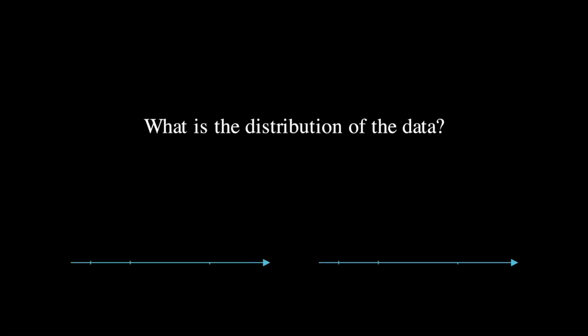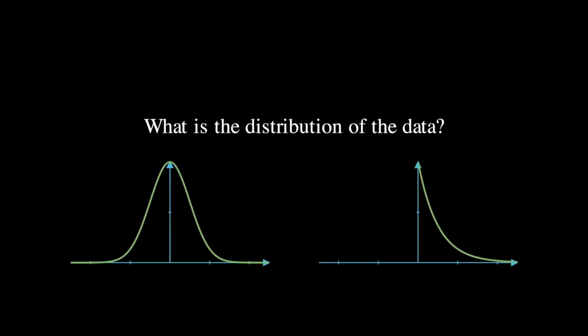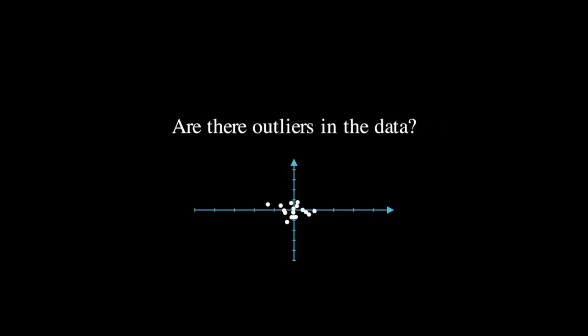So how do we decide when to use the mean and when to use the median? The first question to ask is, what is the distribution of the data? Is it normally distributed, or is it some other distribution? For a normal distribution, the mean is a good answer because it captures the central tendency, but for anything else, the median might be a better option. The second question to ask is, are there outliers in your data? And if there are, then maybe consider using the median.